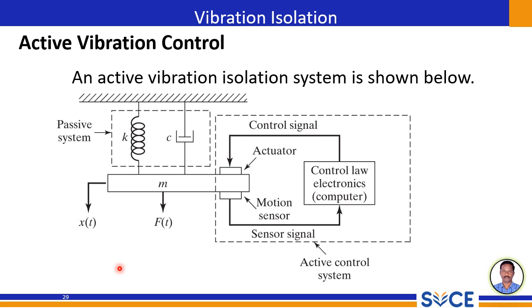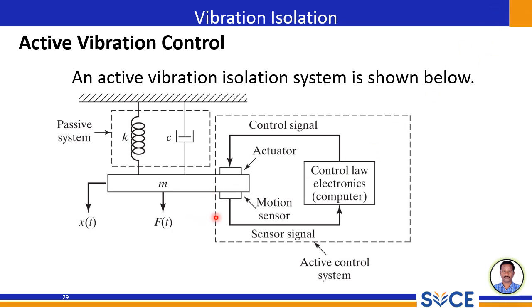Let's shift our focus to active vibration control systems. These systems offer a more sophisticated approach to vibration isolation compared to passive systems that we discussed earlier. Here we clearly state that this is nothing but active vibration control, which is shown in this figure, which is a schematic arrangement. This indicates that we are going to examine how an active system works to control vibrations.